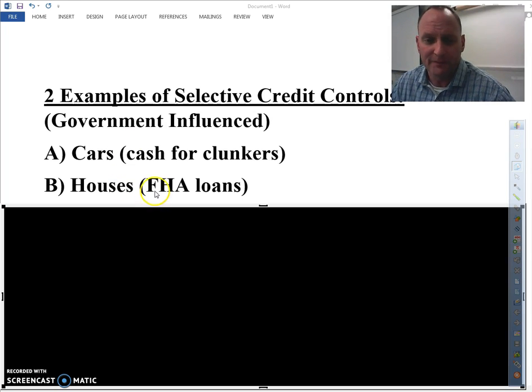Well, another one, if you ever heard of Federal Housing Authority, FHA loans, my guess is if you ask your parents, they may have received money to buy their first house in an FHA loan.